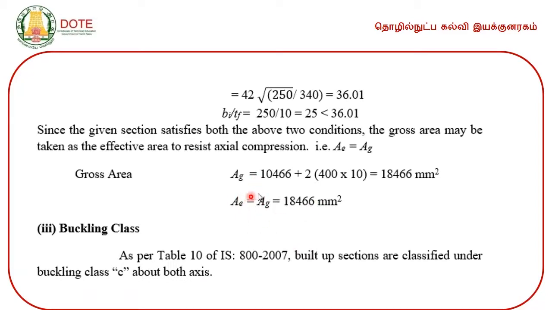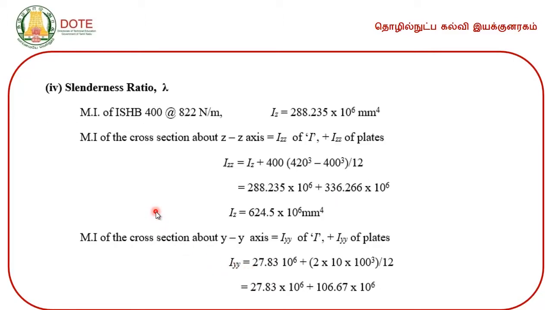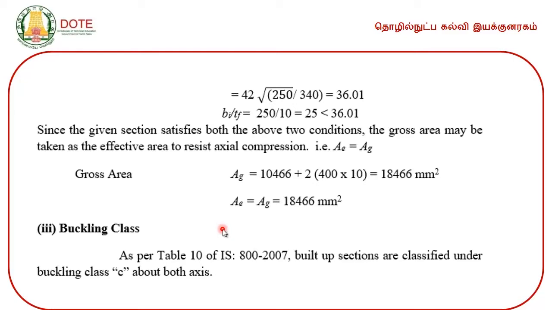So, the gross area Ag is the summation of the area of the I section as well as the two cover plates, one at the top and one at the bottom. This is the area of the I section taken from the handbook, and this is the cover plate area. So, the total area is found to be 18,000 odd millimeter square. To find the buckling class of the built up section, we do not have to follow the regular procedure. For built up sections, it is classified under C about both the axes.